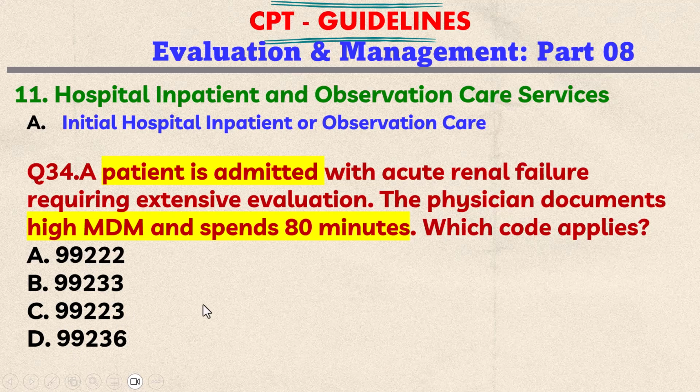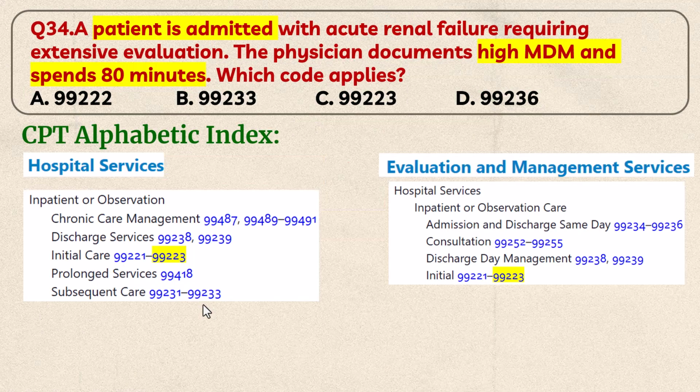But for learning purposes, I am using the CPT alphabetic index. In the CPT alphabetic index, you can find the code in 2 ways. One is, this is a hospital service. So you can go for the index term hospital service, then go for the subterm inpatient or observation, then go for the initial care. It will lead you to the following code series. Or else the familiar method is to go for the main index term evaluation and management services, then go to the subterm hospital services, then go to the subterm initial. It will lead to the following code series, that is 99221 to 99223.